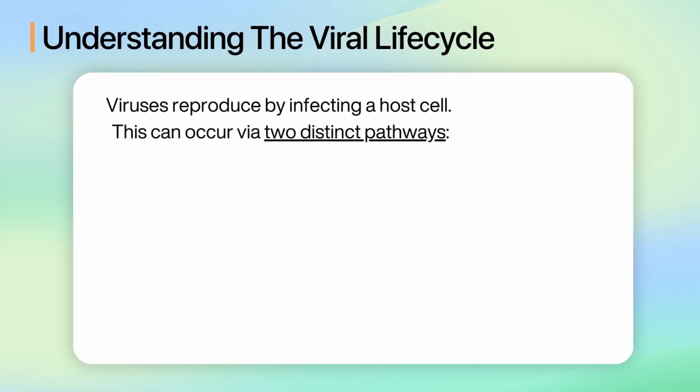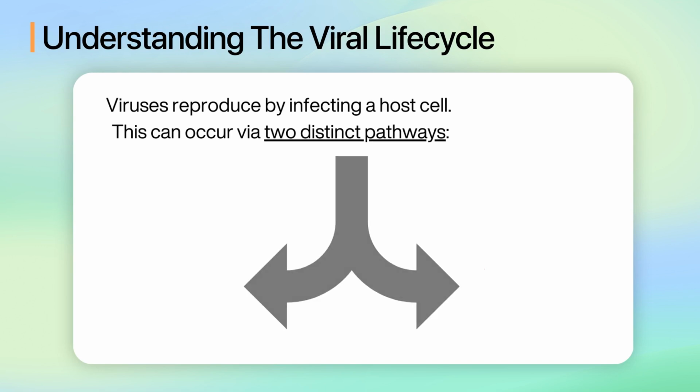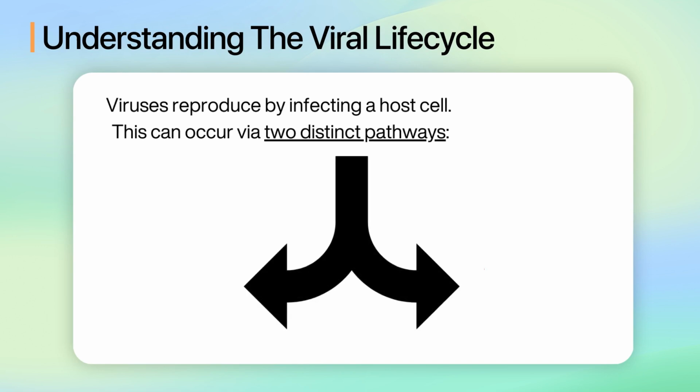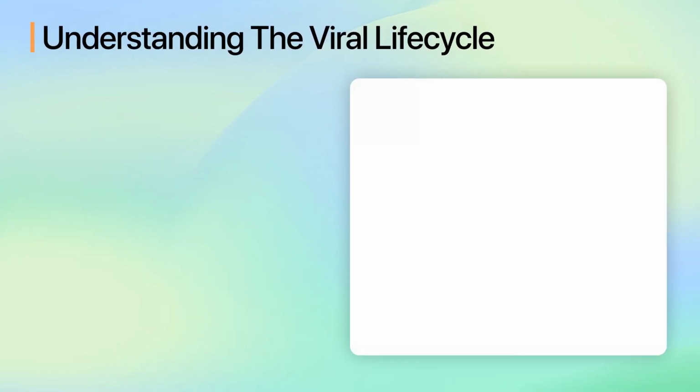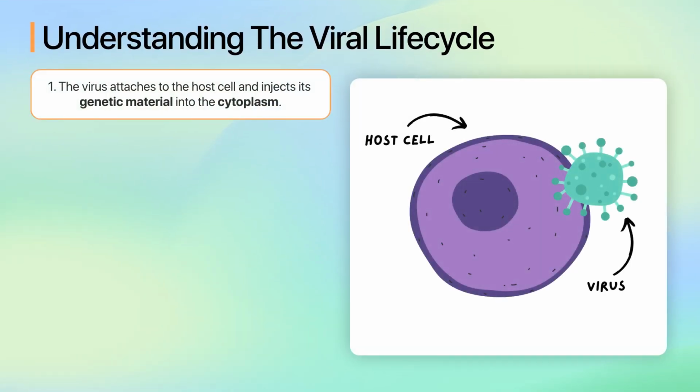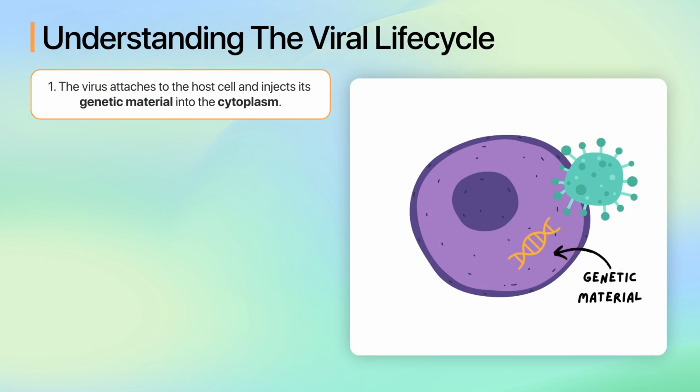Viruses reproduce by infecting a host cell. This can occur via two distinct pathways. These are termed the lytic pathway and the lysogenic pathway. Here is a step-by-step explanation of how the lytic pathway operates. First, the virus attaches to a specific receptor on the surface of the host cell. It then injects its genetic material into the cytoplasm of the cell.